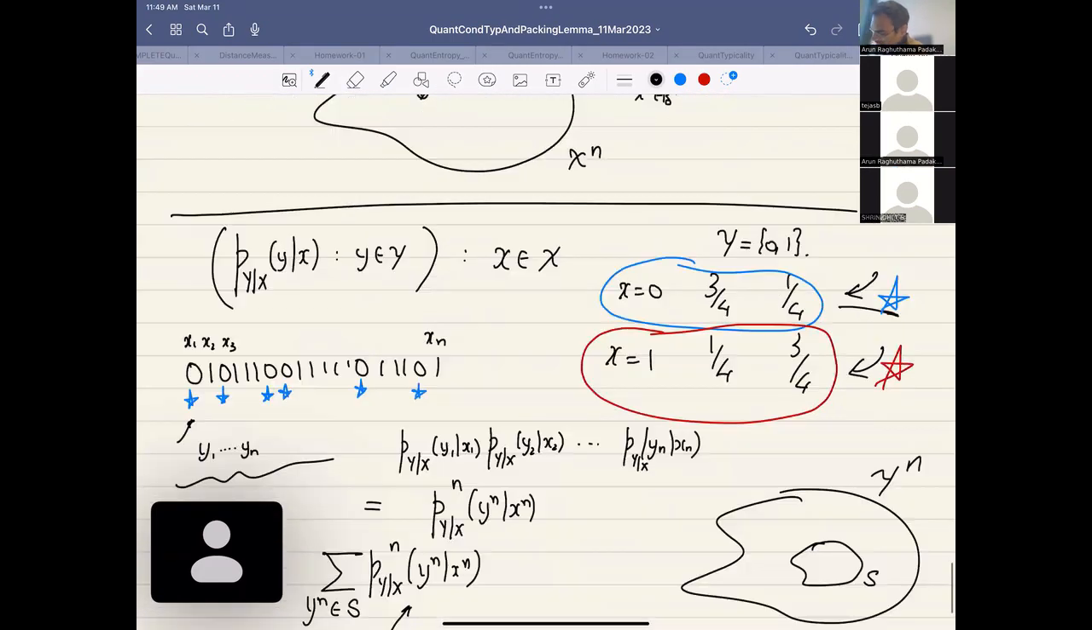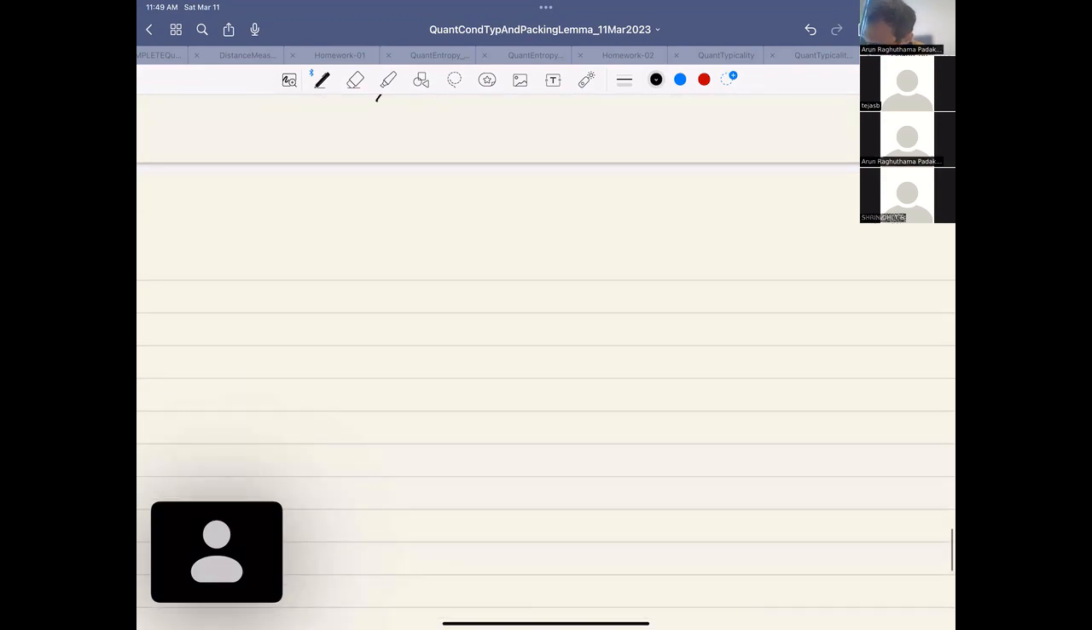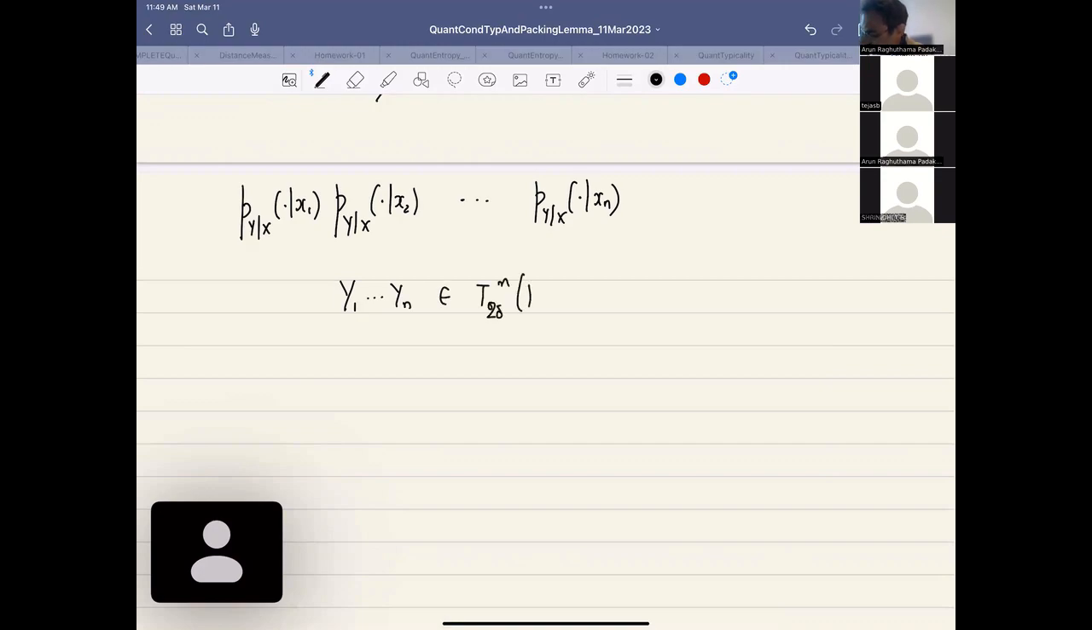So what have I done? My first y I pulled according to P_{Y|X} of something given x1. The second one I pulled according to this given x2, all the way. And I'm telling you that y1 to yn will land in a set T delta n of PXY. Correct? Okay. Now I will ask an analogous question. It's important that you understand this, so it's good that I elaborate.